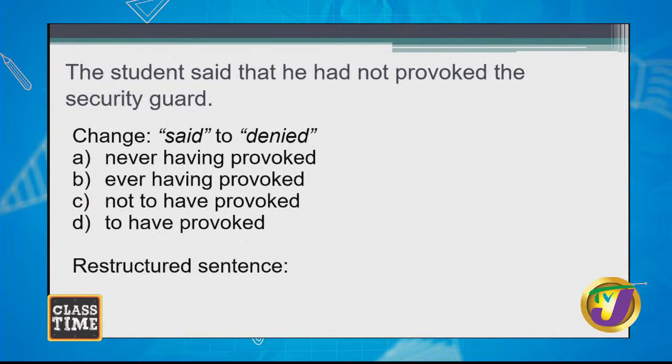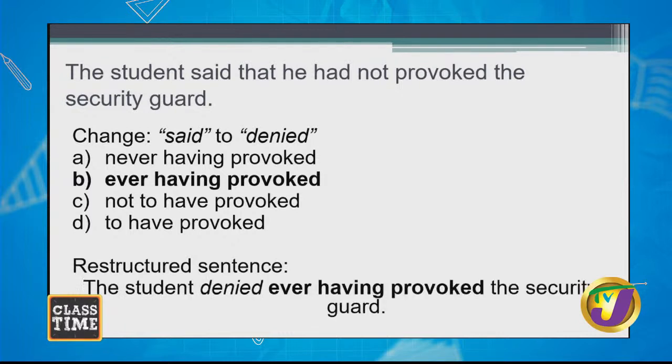Now, in your new sentence, would you include never having provoked, ever having provoked, not to have provoked, or to have provoked? Remember now, you're rewriting this sentence saying the student denied. What would you include in it? Yes, ever having provoked. The student denied ever having provoked the security guard. So this is what you would have as your new sentence. The student denied ever having provoked the security guard.